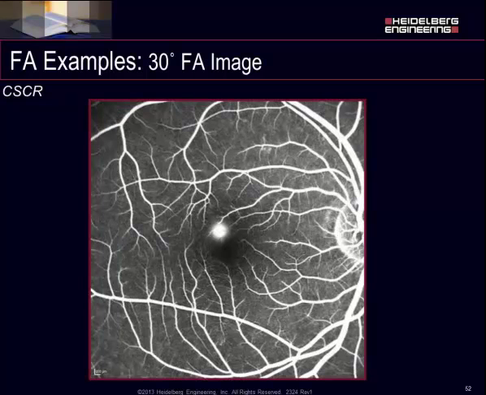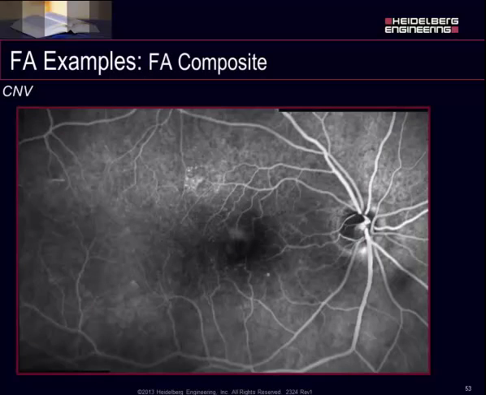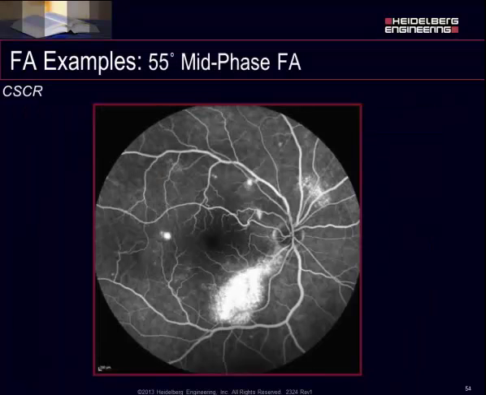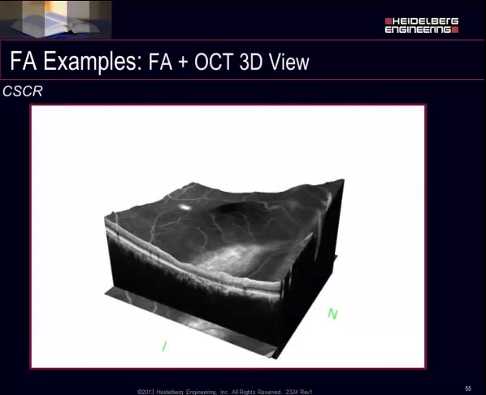This is a composite image, so this is a wide field image. We use a 30-degree lens to acquire the images, and we just panned out and used the software to stitch those two images together. This is the 55-degree lens used to take a mid-phase of a central serous retinopathy patient. And here is the fluorescein image with the 3D OCT.